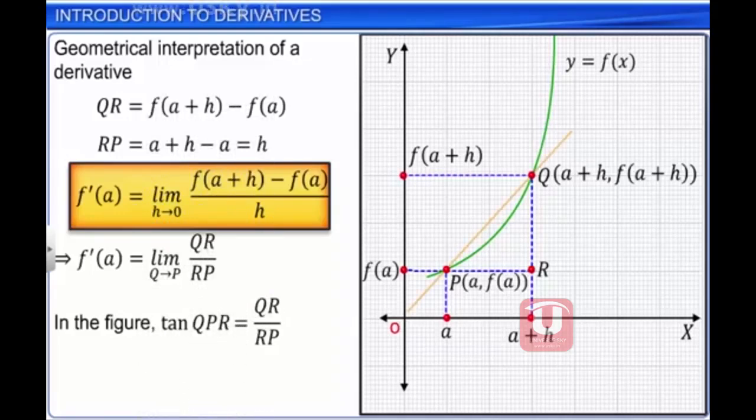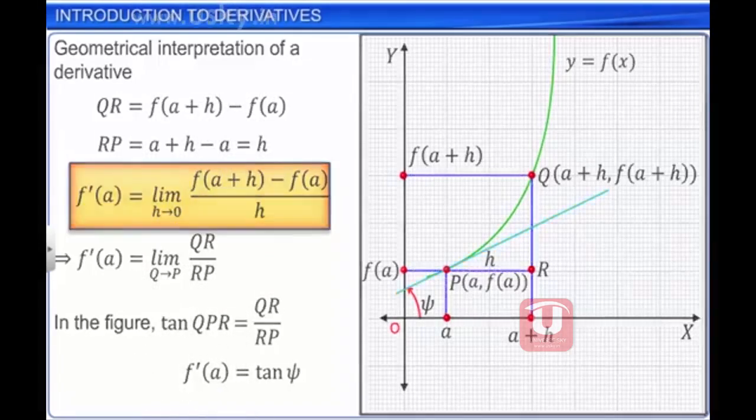This means that chord PQ tends to become a tangent at point P. Now, the limit is equal to the slope of this tangent. Therefore, the derivative of the function at point P is equivalent to the tangent of the angle made by the tangent of the curve with the x-axis. From this, we will state another definition of the derivative of a function.